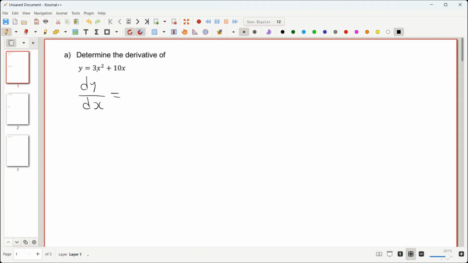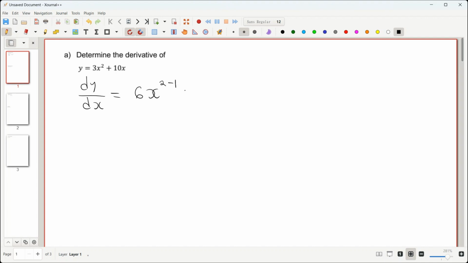In our first term here, we have 3x squared. What we do is look at our variable, which is x, and our exponent, which is 2. We take this exponent, 2, and multiply it with the coefficient of the variable, so we'll have 6x. With the exponent, we need to minus 1 each and every time.